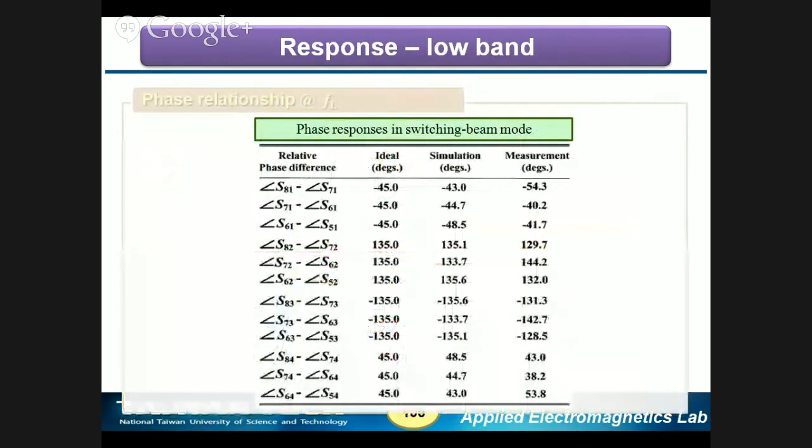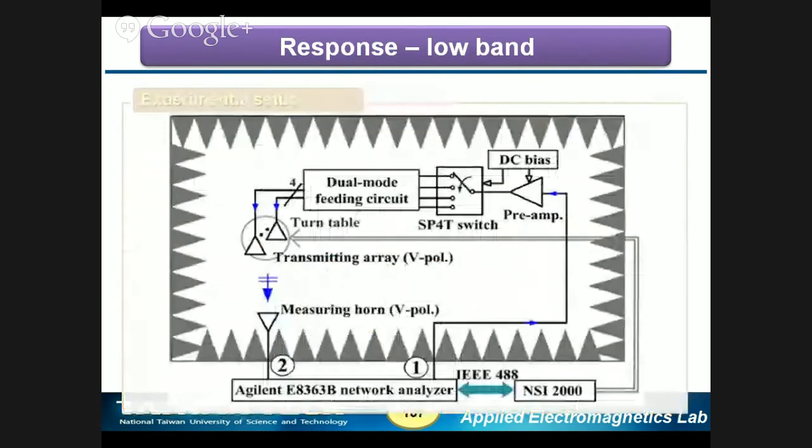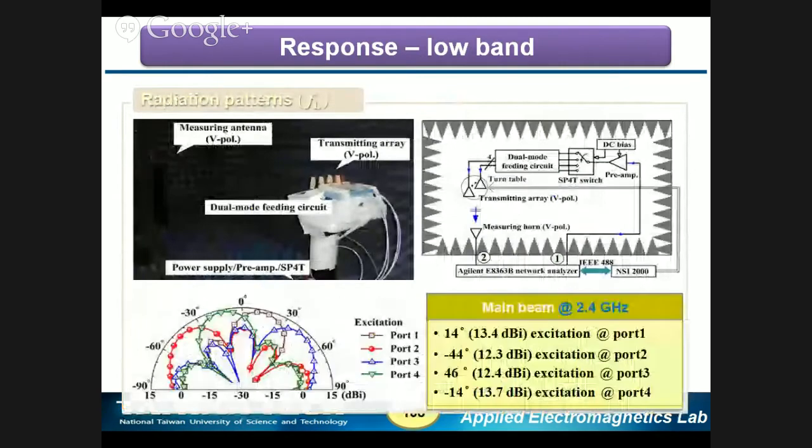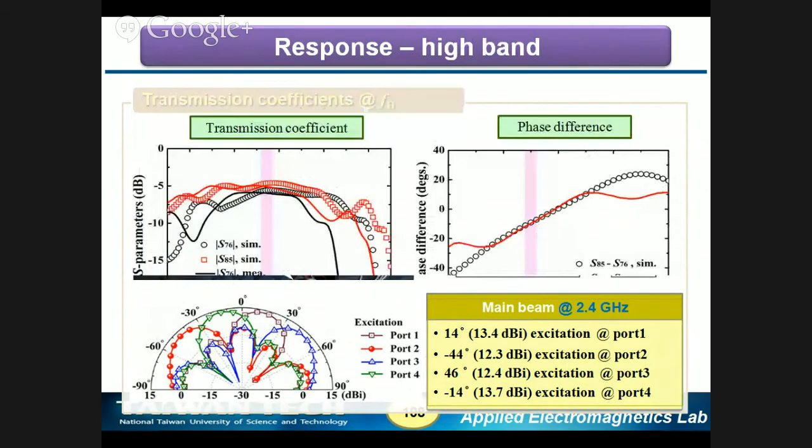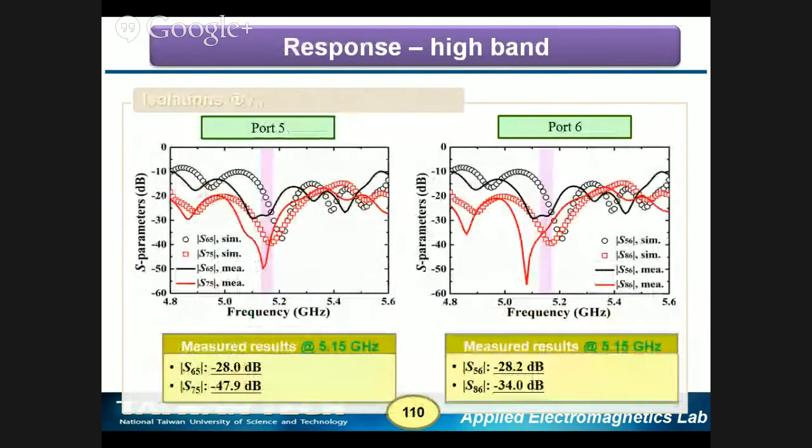And we do the measurement. The first one is the response in the low band, and it is perfect, just like a conventional butler matrix. We can switch the beam, and if you add some phase shifter, we can steer the beam. Of course, we can steer the beam. And in the high band, this is the phase response.